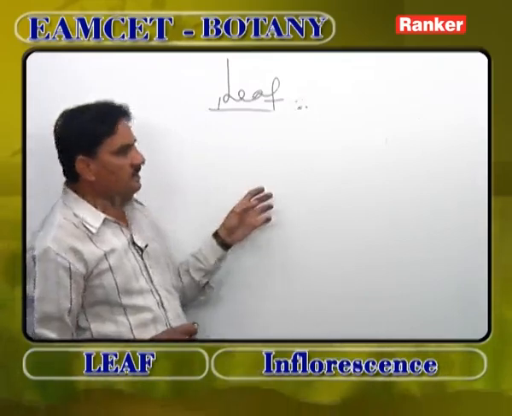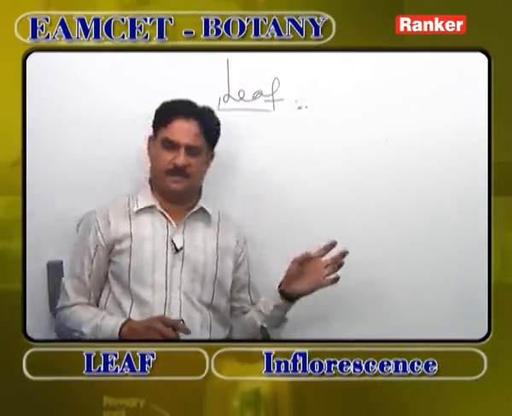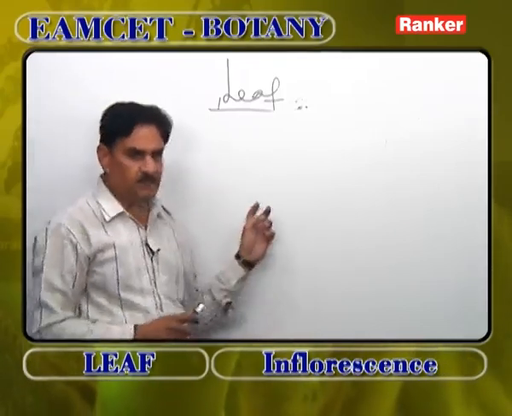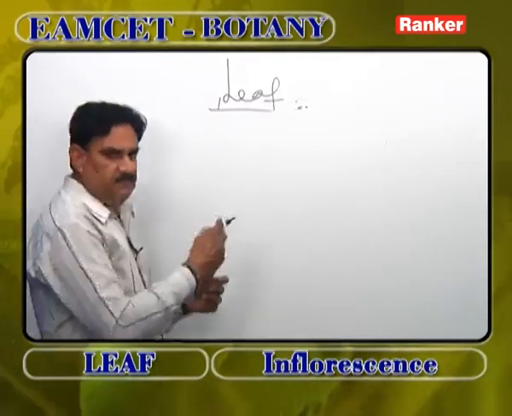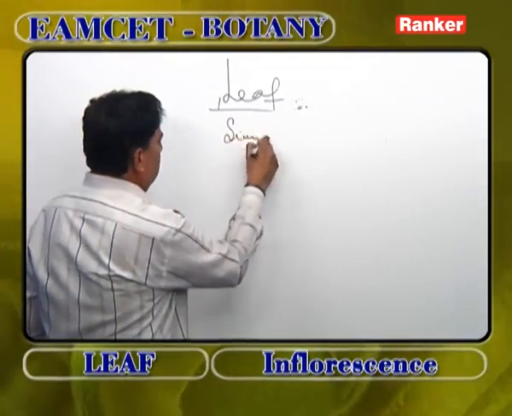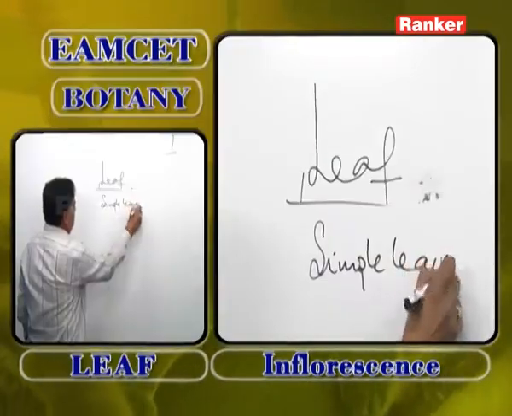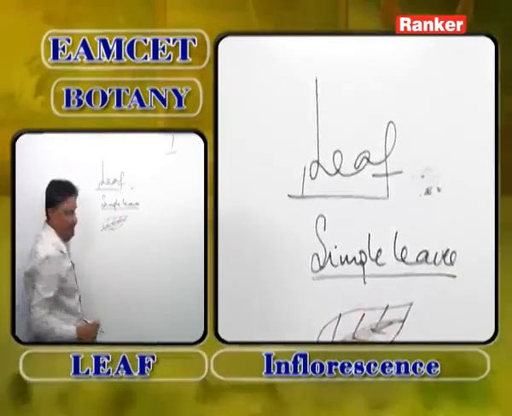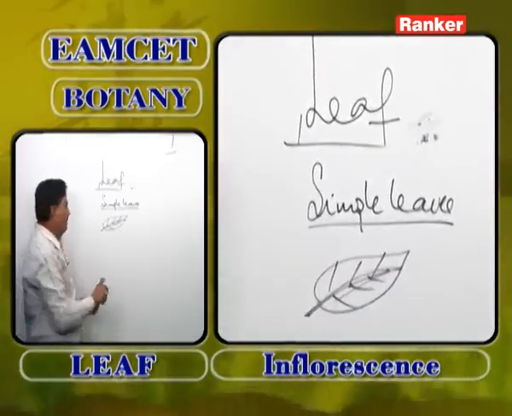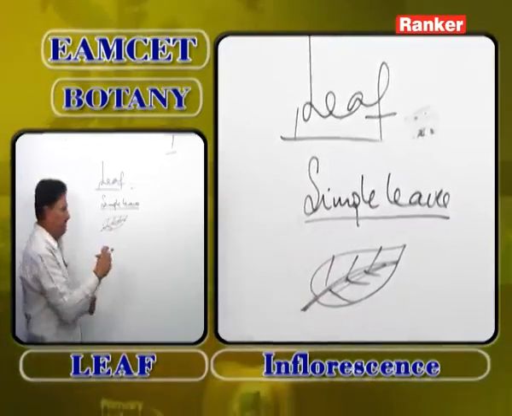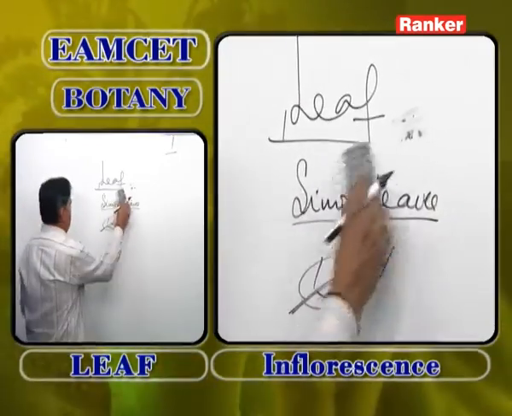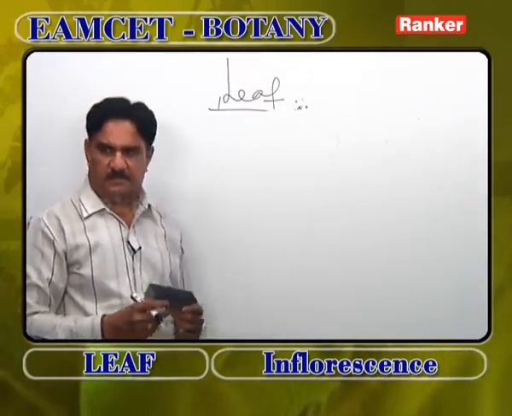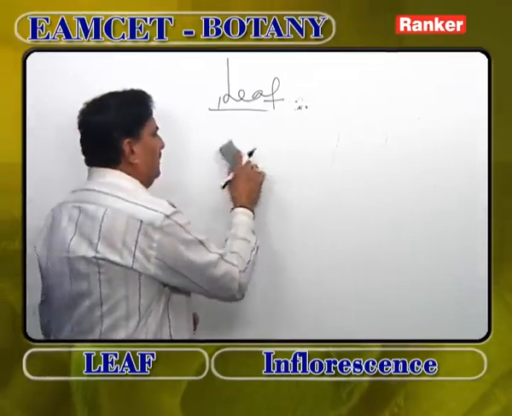Then next comes, we discussed types of leaves: simple leaves and compound leaves. Simple leaves means the total leaf lamina is entire, not at all divided into leaflets. Compound leaves means leaflets are present. Simple leaves are of two kinds: simple unlobed leaves and simple lobed leaves.